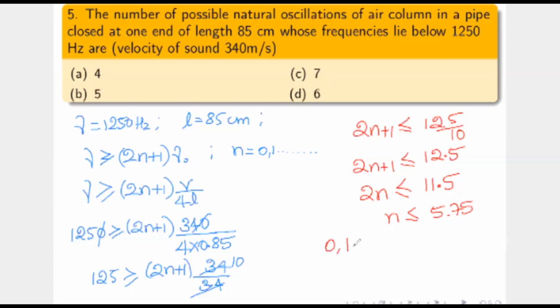So n can be 0, 1, 2, 3, 4, and 5. It can't exceed 5. That is the maximum value. Therefore, 6 natural oscillations are present in this length with the maximum frequency 1250 Hertz.